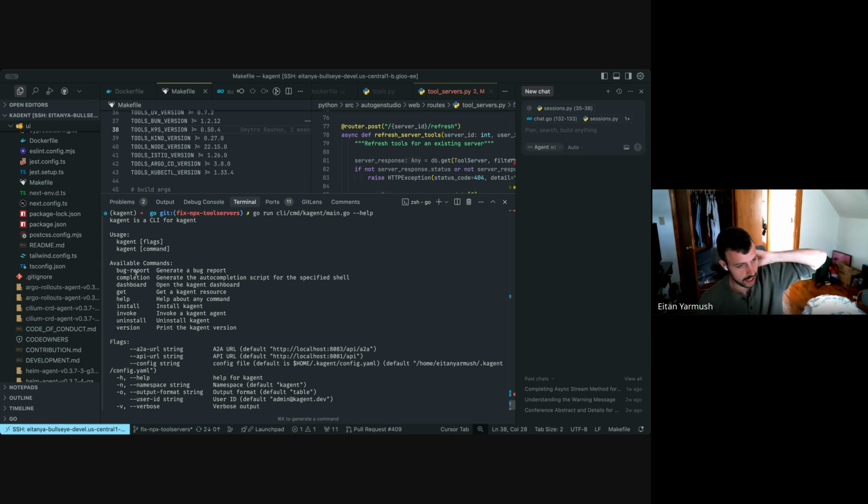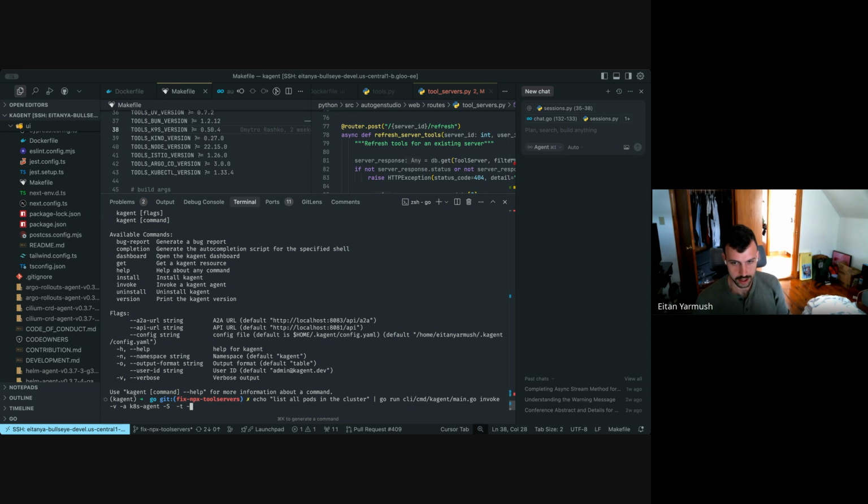And I think this is super powerful. It allows for really easy testing of outputs, etc. So now on Beholden, I can just run, let's say I have my Kubernetes agent and I want it to list all the pods in the cluster.